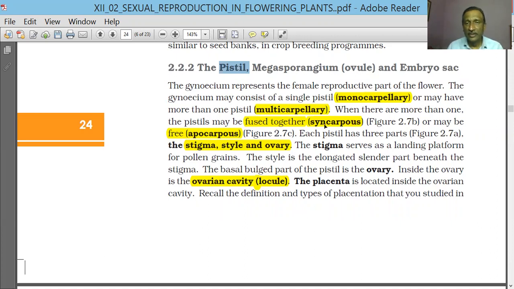Let's talk about these four terms I already explained. Monocarpellary, when a single carpel is there. Multicarpellary, more than one carpel. If the carpels are fused together, it is syncarpous. If they are free, separated, then they are called apocarpous. They may be found free or together. They may sometimes be found fused with other parts also, but that is a very rare case.